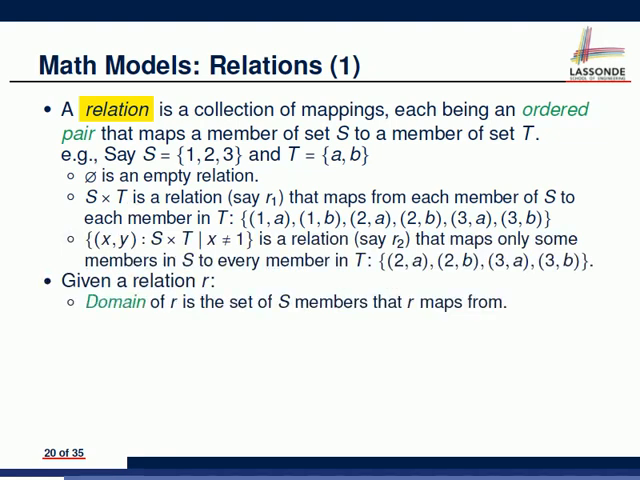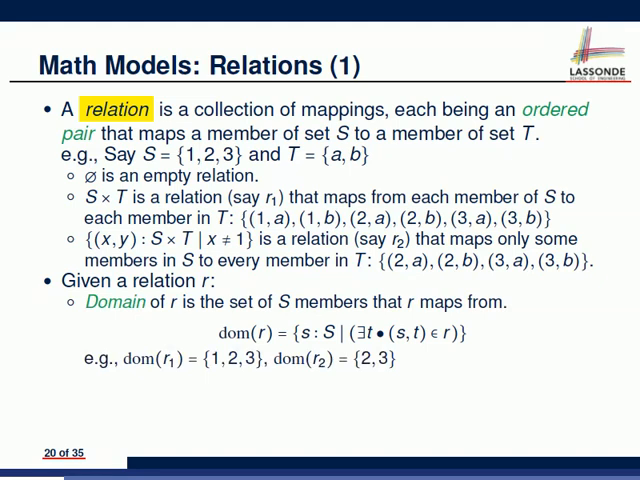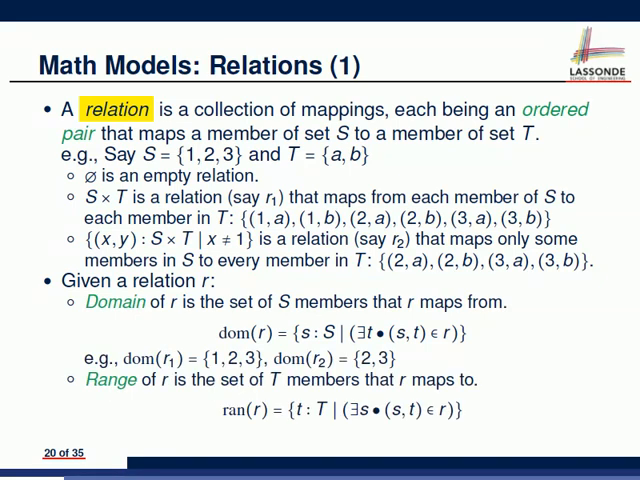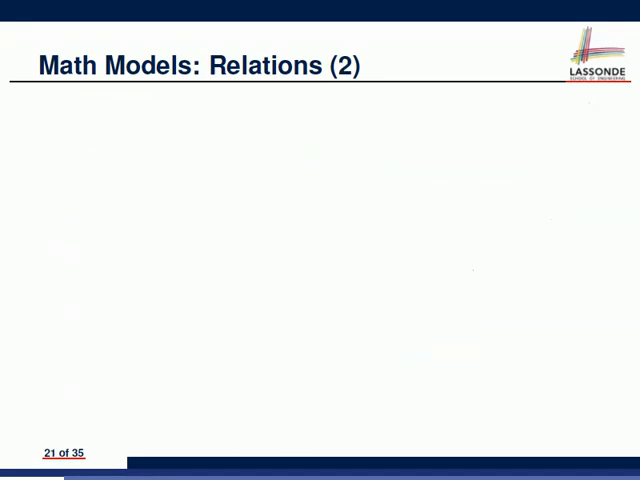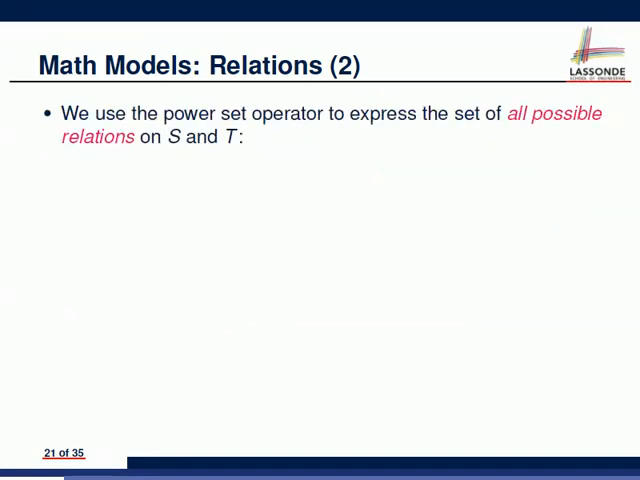Now let's define some terminology. Domain will be all the first elements in the relation. What about range? All the second elements. That's a range. You can also see the mathematical definition there. The way you can express all the possible relations between S and T is, we know that S cross product T is the largest relation you can have, so any subset of that should be a valid relation, including itself. That's why we put the cross power set over here.